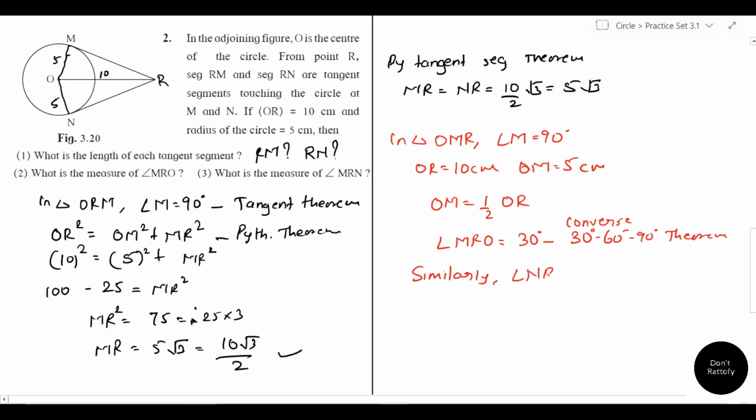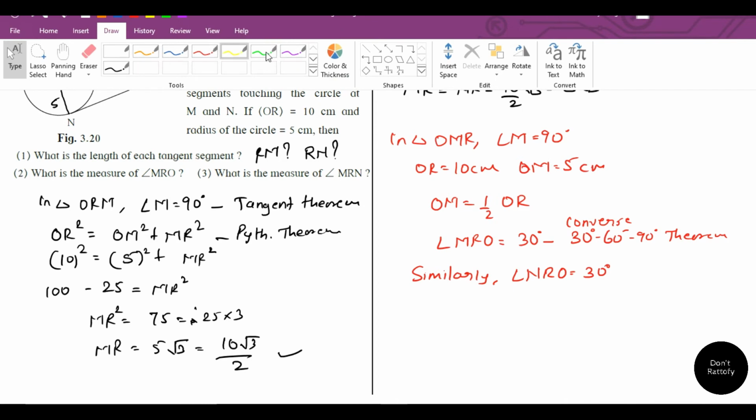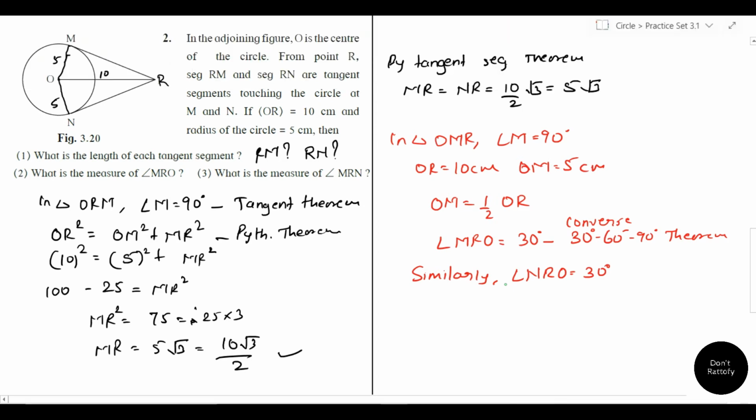So, angle NRO will also measure 30 degrees, right? Similarly, see, OR is 10, ON is 5. So, by converse of 30, 60, 90 degree theorem, I can say that angle NRO measures 30 degrees.